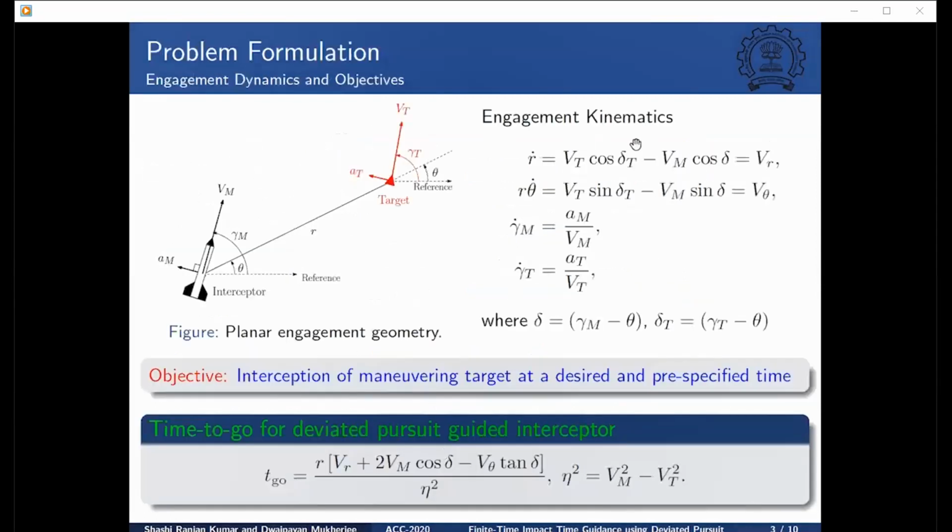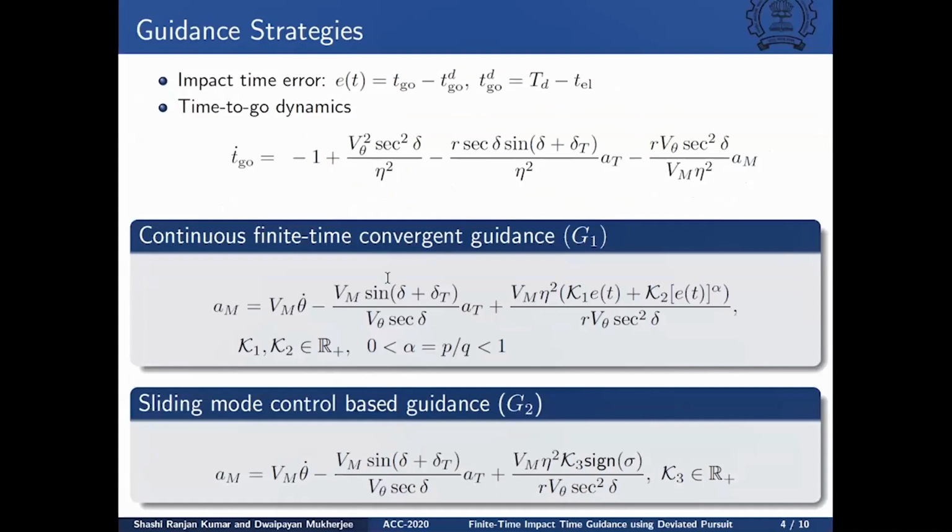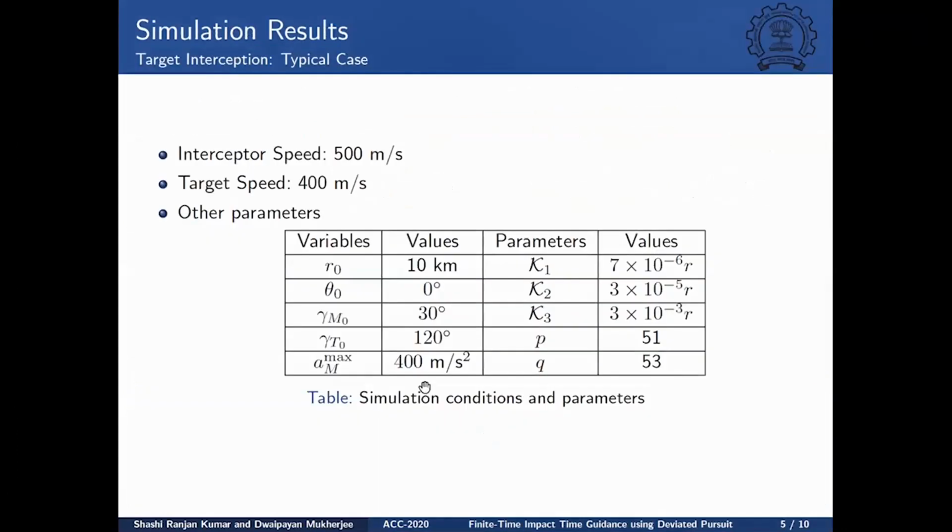So this is the kinematics given for a maneuvering target and a missile combination, and the expression for the time to go for a deviated pursuit based guided missile is given by this. So we shall also be using a deviated pursuit scheme, and the two guidance strategies that we employ, one of them is a continuous time finite time convergence strategy, the other is a sliding mode based discontinuous finite time convergence strategy. The dynamics of TGO can be derived like so, and based on this we have proposed these two guidance schemes. So now we've demonstrated the efficacy of our proposed schemes using some simulations where the simulation parameters are given here.